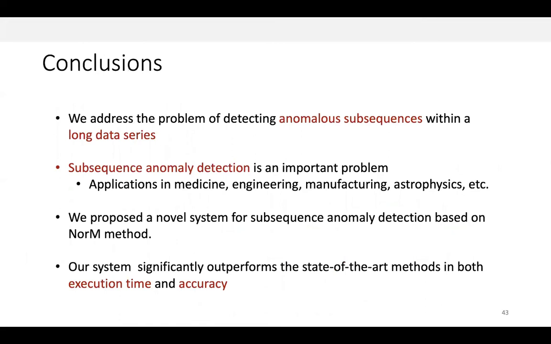To conclude, we address the problem of detecting anomalous subsequences within a long data series, and proposed an interactive system to solve it. This system is based on the norm approach that uses a data structure called the normal model, which represents the normality of a data series. Our system allows users to use our norm method that outperforms both in execution time and accuracy the current state-of-the-art methods for subsequence anomaly detection in large data series.